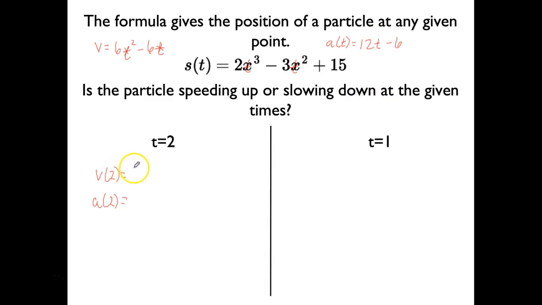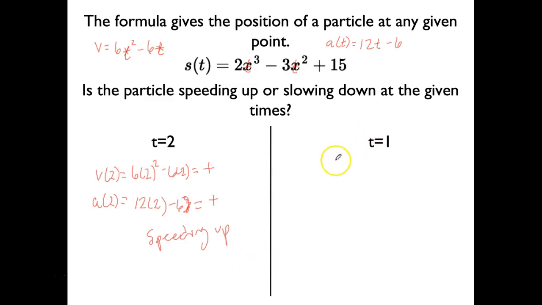Okay, let's just check it here. 6 times 2 squared minus 6 times 2. Okay, well, I don't care what this gives me, but this number is going to be larger than that number. So that minus that is going to give me a positive number. I know it's traveling to the right. Let's check this. 12 times 2 minus 6. Okay, 12 times 2 minus 6, that's a positive number as well. So since they're the same sign, this is going to be speeding up.